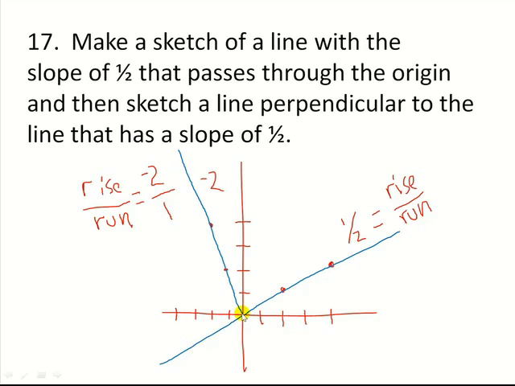Or we could say that the run is 1 and, so I started right here, excuse me, negative 2, positive 1. So negative 2, positive 1. Either way, it gives us the same slope. So if I have a slope of positive 1/2, its perpendicular is negative 2.